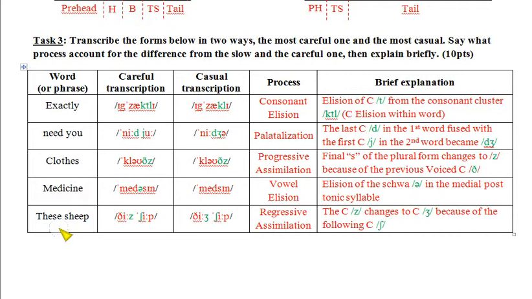The last phrase is "these sheep." "These sheep" becomes different in the casual form. So the z turns to sh because of the sh. It is called regressive assimilation. The brief explanation: the consonant z changes to the consonant sh because of the following consonant sh.